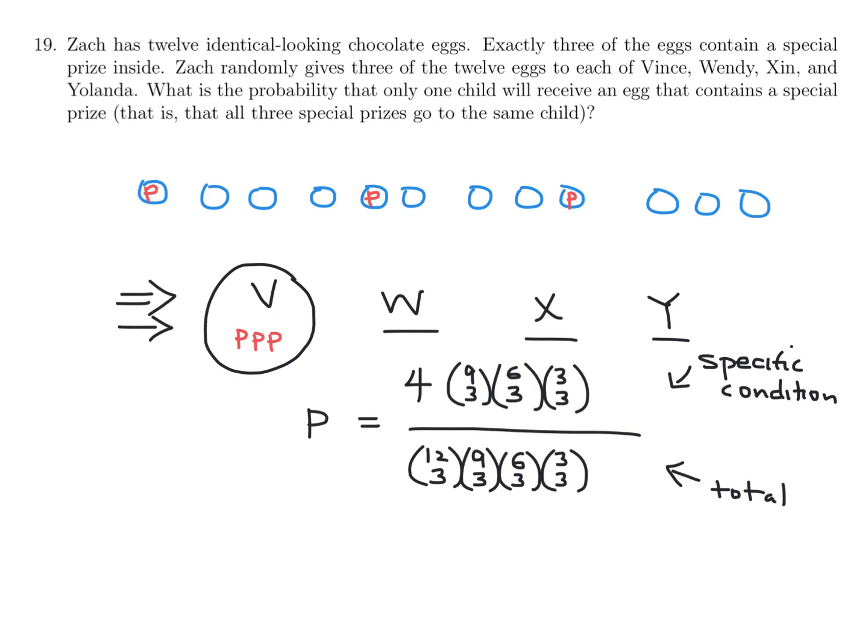And I think this is the answer. The good news is a lot of stuff crosses out. That cancels with that. That cancels with that. That cancels with that. So this just becomes 4 over 12 choose 3, which is 220. And then in lowest terms, it's 1 over 55. So interesting question.